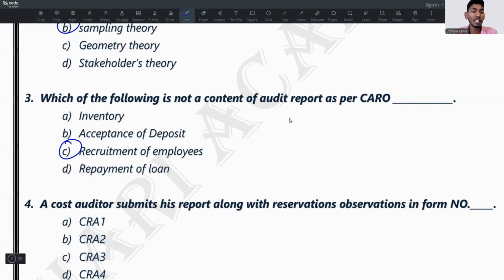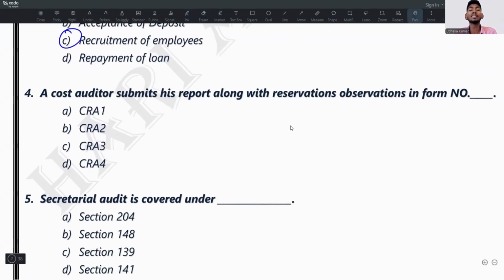Moving to the next question: a cost auditor submits his report along with reservations and observations in form number CRA 3. The right answer is CRA 3. You might ask, sir, what do CRA 1, CRA 2, CRA 3 and CRA 4 mean, right?